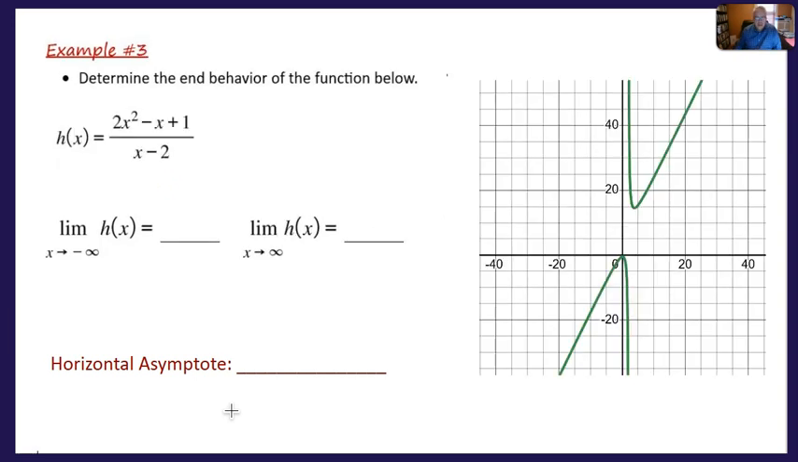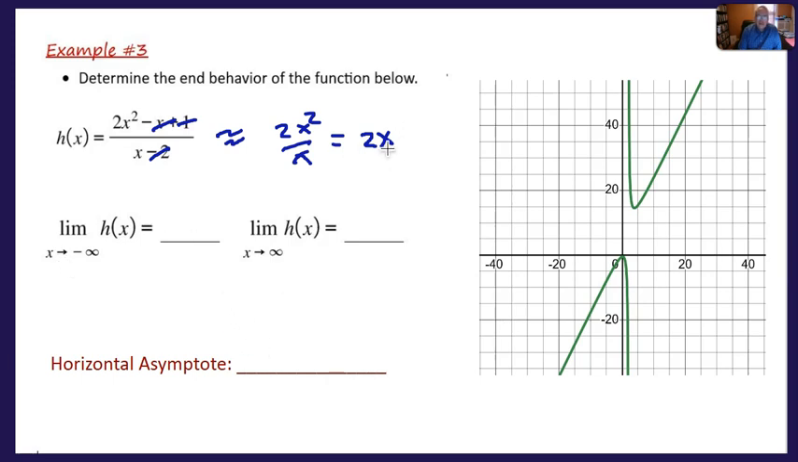Okay, let's take a look at this one. This one we can tell from the graph something different is happening. So if I do the same thing, if I cross out the lower order terms and keep the leading terms, we see this is approximately equal to 2x squared over x, which is equal to 2x. Oh, that's different. That's not a constant.